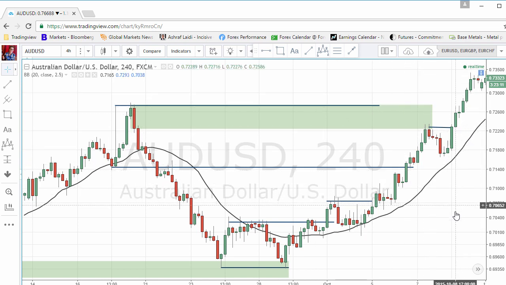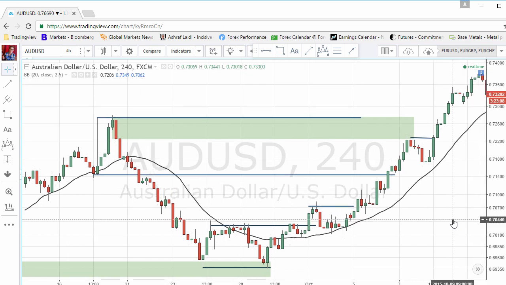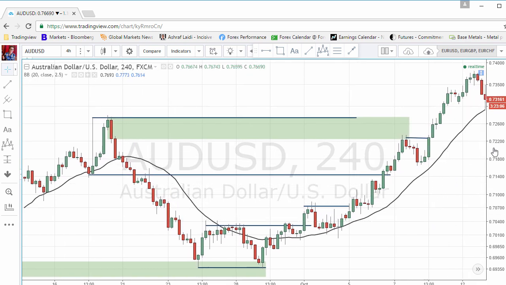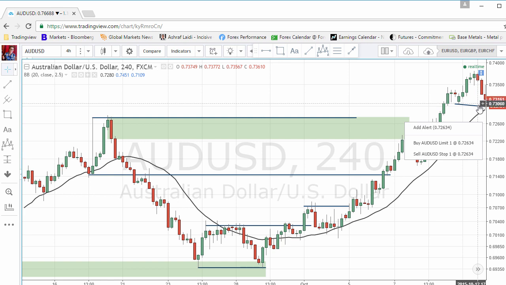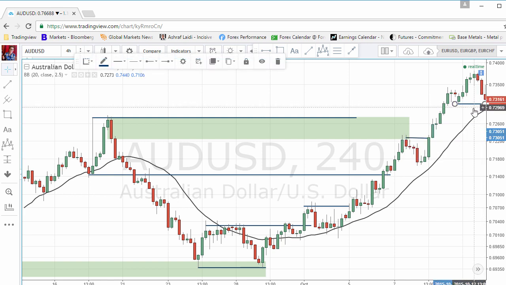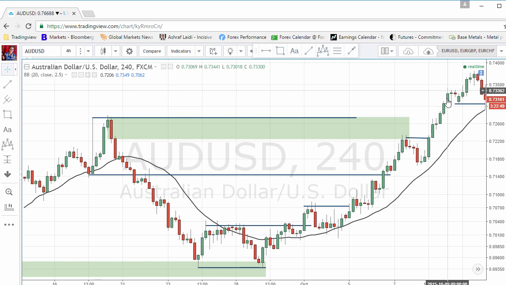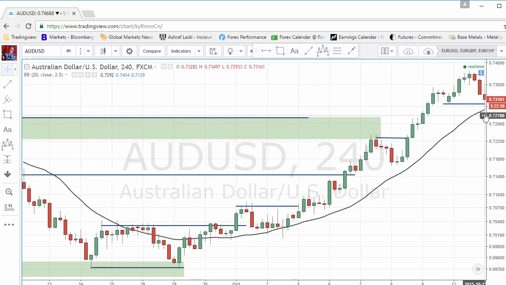So let's see where we're going. And now we are moving back into the 20 SMA. You can already see that price is now retesting the previous swing low. This previous swing low, if you want to call it that, is now being challenged with this candle. If we look a little bit closer, you can see that there has been a lot of volatility. This candle has two large wicks to the upside and to the downside.